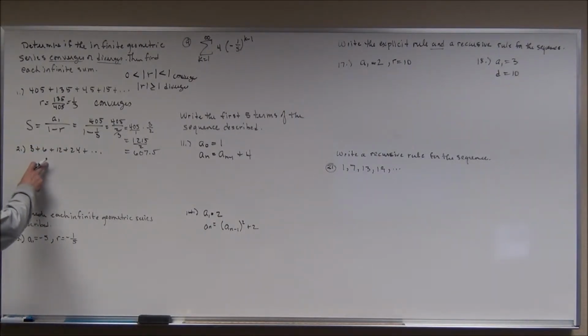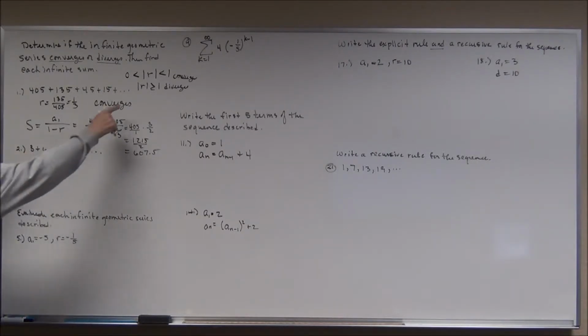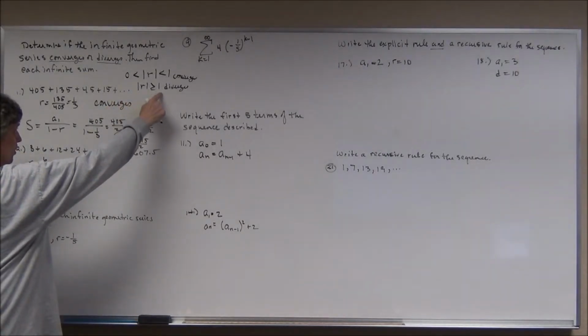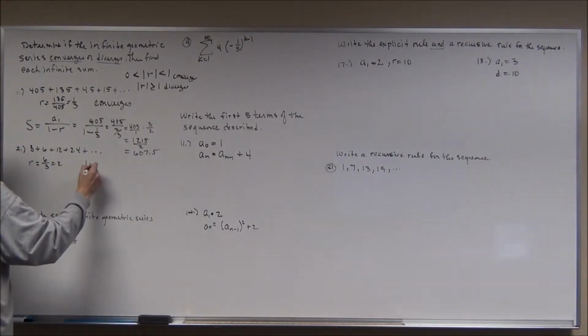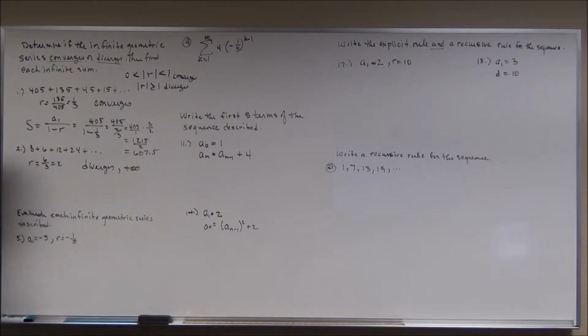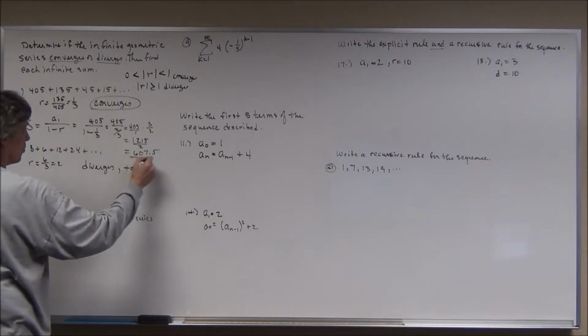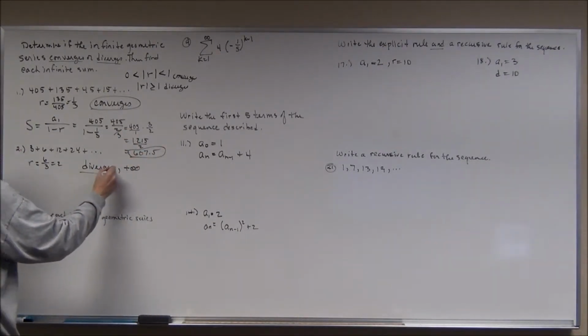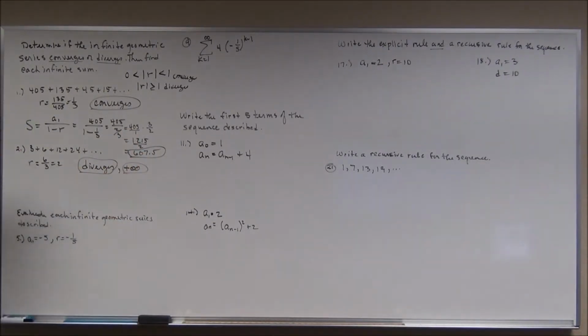That's what it turns out to be. Now this next example, all right, I find the r. R would be the second term over the first term. Uh-oh, that's no good. The absolute value of r is greater than or equal to 1. So this diverges, and since you're adding a bunch of positive numbers, this goes to positive infinity. All right, so this one converged, and the sum was 607.5. This one diverges, and it goes to positive infinity. That should cover you on those kinds of problems. If not, you can call me and ask me.